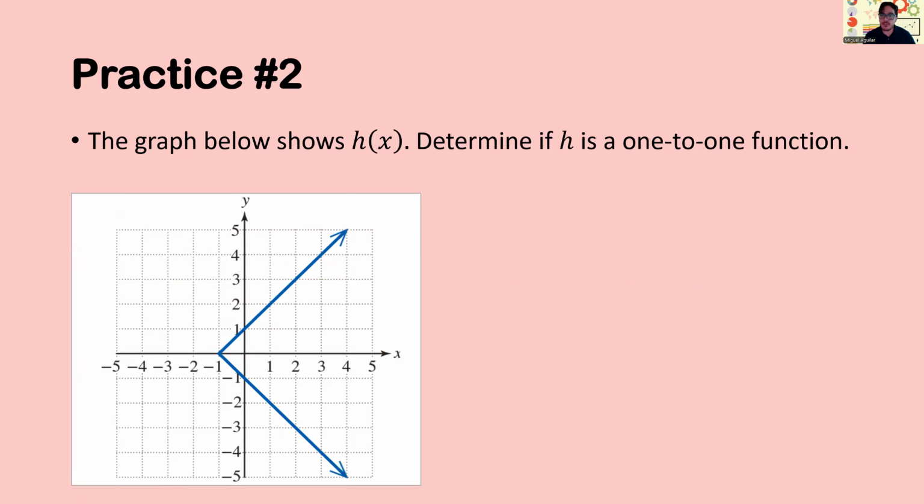Okay, practice number 2. Remember, always determine whether it's a function first, and then determine whether it's a one-to-one function. So is this graph here a function? No, right? When determining whether it's a function, we're using the vertical line test. At multiple locations where I draw a vertical line, I have more than one intersection point. That means this fails the vertical line test and it's not a function.